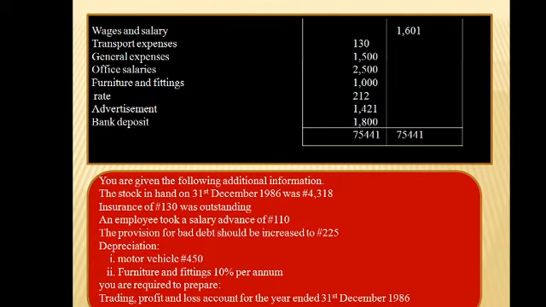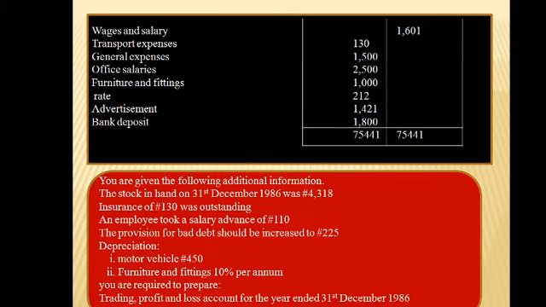Let's keep reading down. Down there we have wages and salary, transport, general expenses. We have advertisement. We have bank deposit. All right, let's go to the question, because the additional information is very, very important. You are given the following additional information.